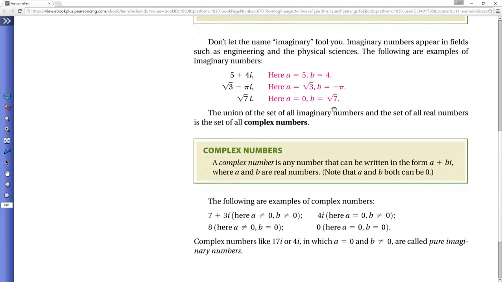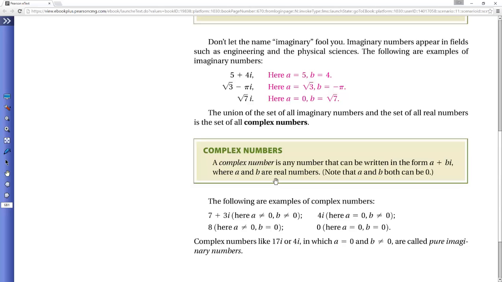Now the union, or basically the combination of all the imaginary numbers and all the real numbers, they're going to make a new number set that they're going to call the complex number system. The complex numbers are basically any number that can be written in the form a plus bi, where a and b are real numbers.